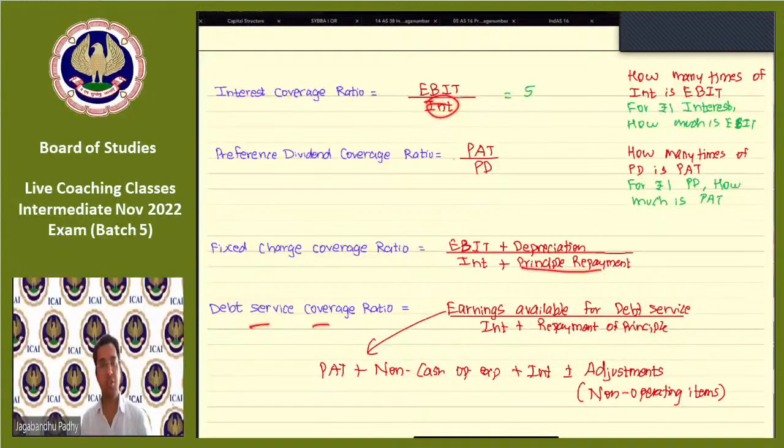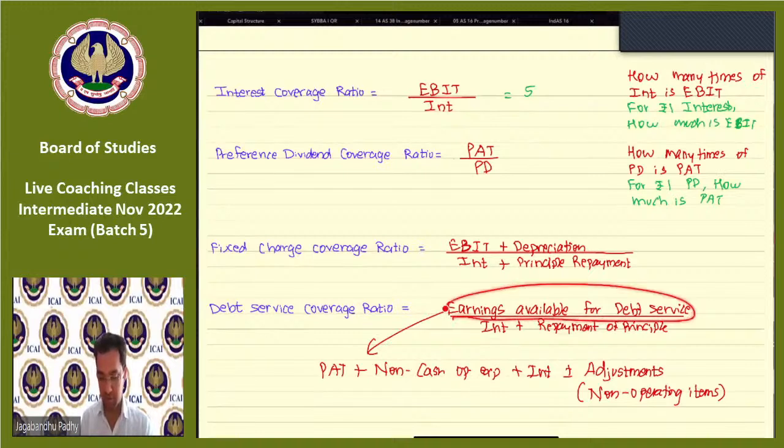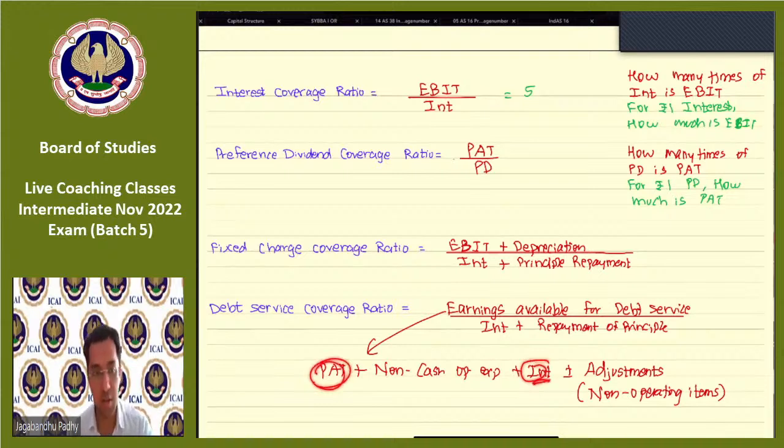Debt service coverage ratio is on similar lines, which talks about earnings available for debt service upon interest plus repayment of principal. Now, what is the earning that is available for debt service? That's basically PAT plus non-cash operating expenses plus interest plus or minus any adjustment. This interest is added because when we computed PAT, we would have deducted interest. So what funds do we have in our hand? The operating funds that we have generated, that is what we consider in this debt service coverage ratio.